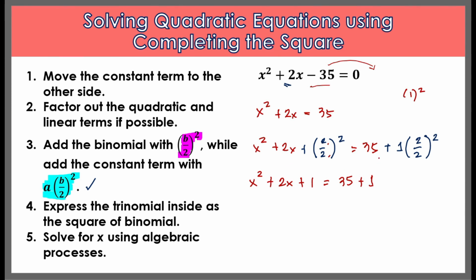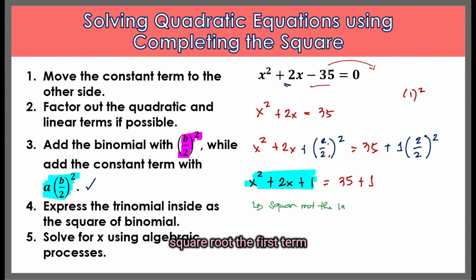Express the trinomial as the square of binomial. Yung trinomial na tinutukoy dito is ito. Yung x squared plus 2x plus 1. So, itong trinomial, paano nga ba natin siya maipapakita as a binomial? Okay? So, ang gagawin nyo lang, first is square root the first term. At yung first term natin is itong si x squared.